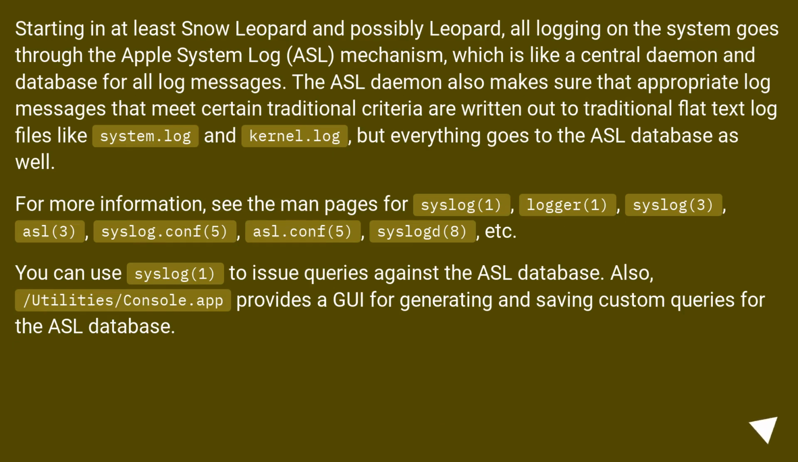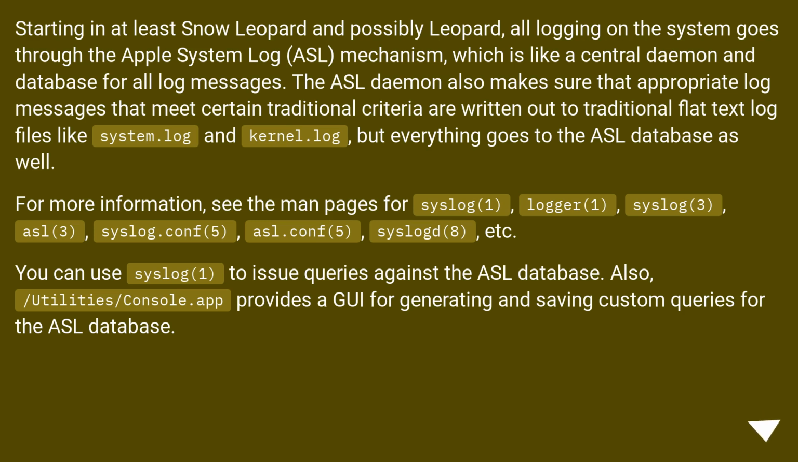Starting in at least Snow Leopard and possibly Leopard, all logging on the system goes through the Apple System Log (ASL) mechanism, which is like a central daemon and database for all log messages. The ASL daemon also makes sure that appropriate log messages that meet certain traditional criteria are written out to traditional flat text log files like system.log and kernel.log, but everything goes to the ASL database as well.